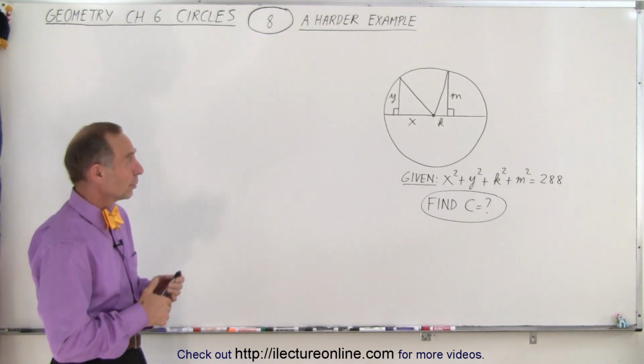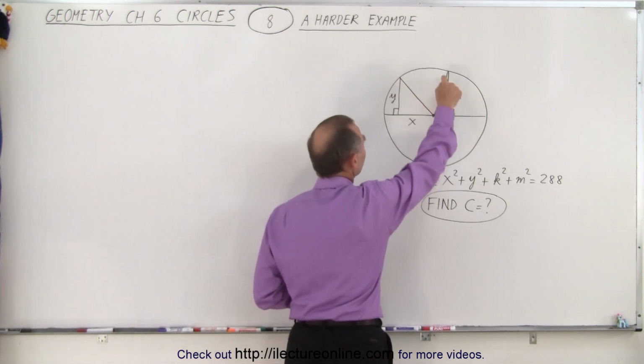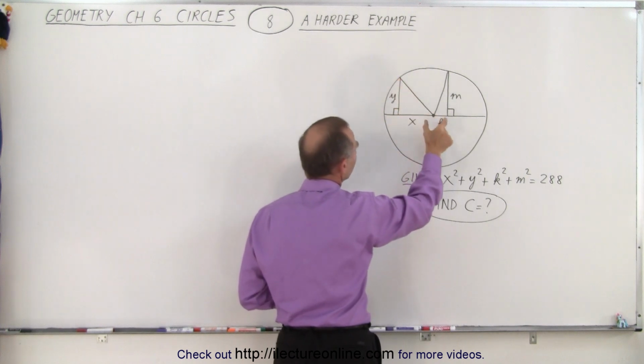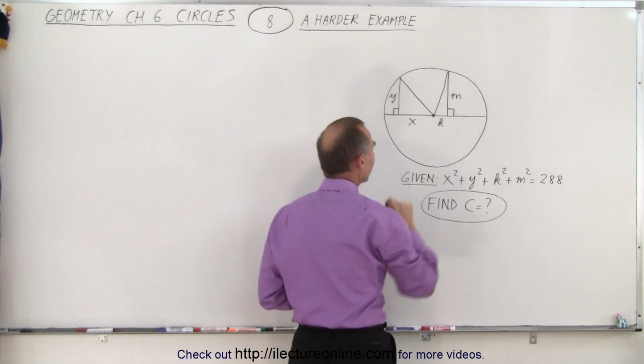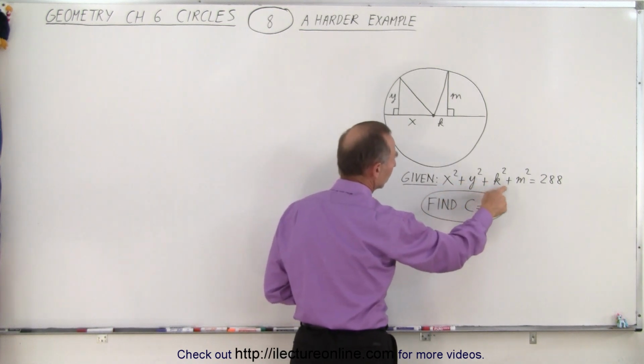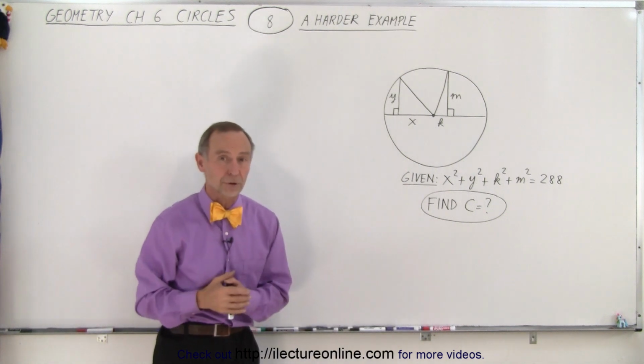When you see a problem like this, your first instinct is, wow, I don't even know where to start. Notice that they give us a circle. They give us two triangles inside the circle. They tell us that the distance here is x, the distance there is y, the distance here is k, the distance there is m. And then they tell us that x squared plus y squared plus k squared plus m squared equals 288, and they want us to find the circumference of the circle.